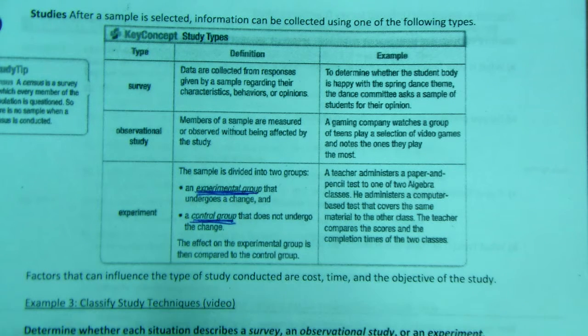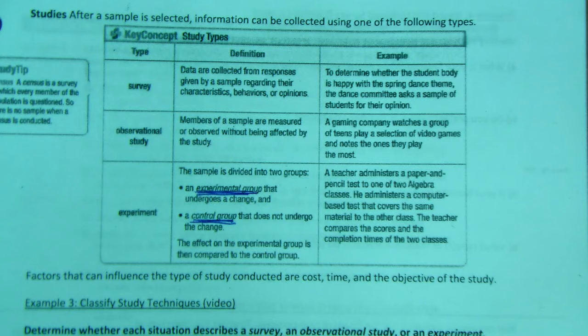Okay, here's an example. A teacher administers a paper and pencil test to one of two algebra classes. He administers a computer-based test that covers the same material to the other class, and the teacher compares the scores and the completion times. So you have the control group that's still getting the paper and pencil test, and then you have the experimental group that is doing it on computer. All right? So let's look at these examples.